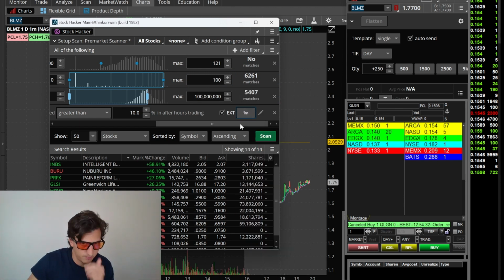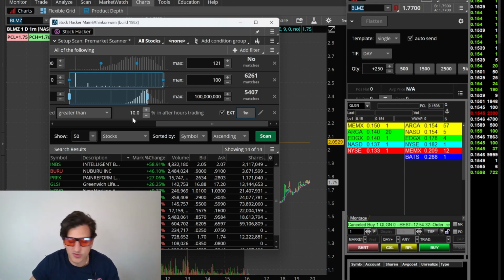And that's going to be extended hours. And I have it for the 1 minute chart as well. So this is what I have here. You guys can mirror this, and this is going to trade for those pre-market gappers. And I have it set to 10% because anything less than 10%, there's just too much noise. There's too many stocks that have that potential.